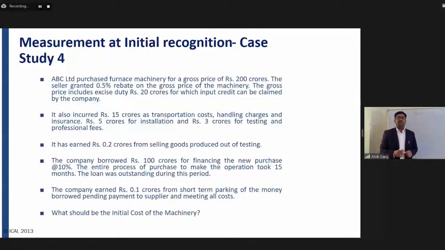Yes. So ABC Limited purchased a furnace machinery for a gross price of rupees 200 crores. So what is the gross price of the machine? It is 200 crores. The seller granted 0.5% rebate on the gross price of the machinery. So guys, there is a rebate. What is the treatment of trade discount and rebate? What will be the treatment?